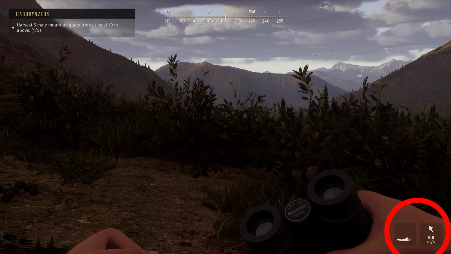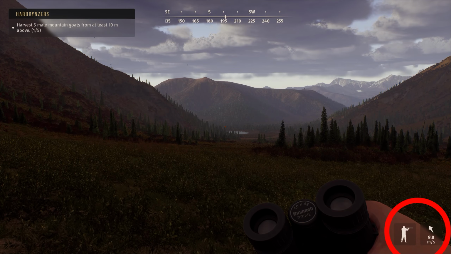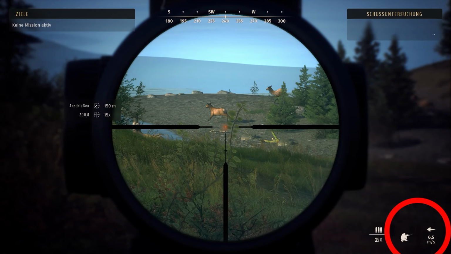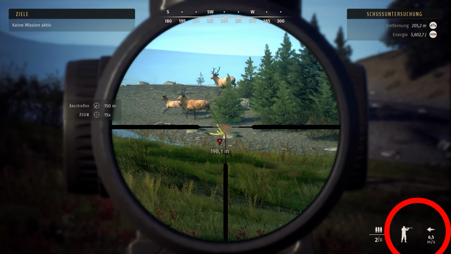Always pay attention to the wind. Make sure it is not blowing from behind you, as the animals in front of you will smell you much more easily. You can see the wind direction and speed in the lower right corner of the screen.